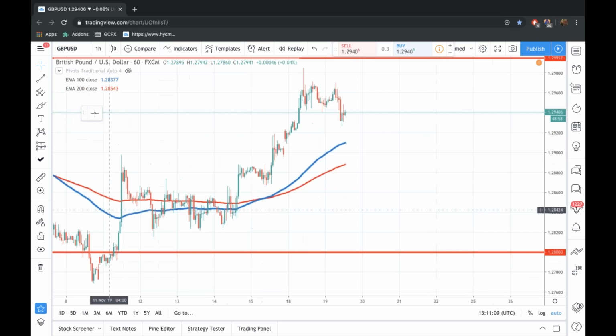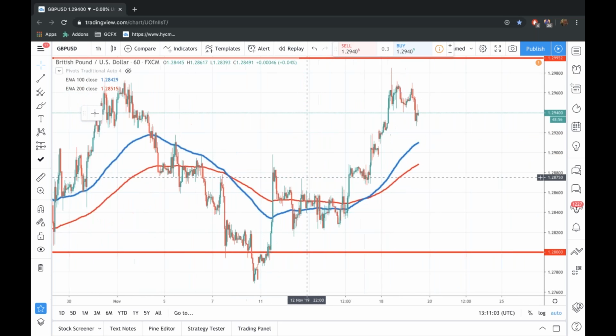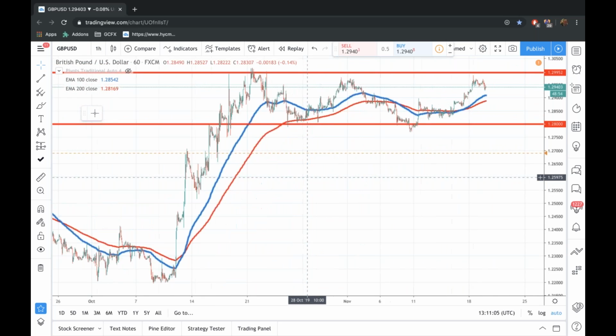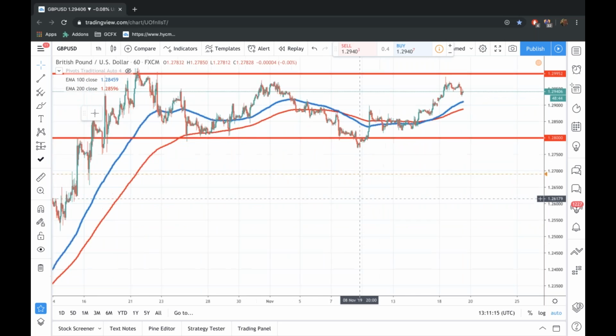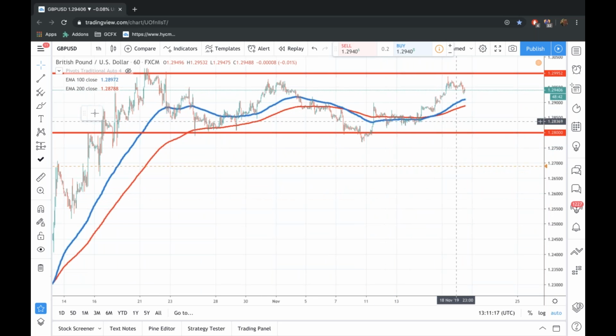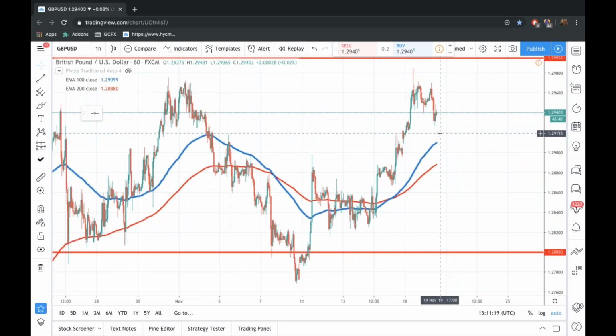So going into this evening, that is the range that we have, between 1.3 on the upside and 1.2800 on the downside, and I'm expecting the pound to be bid because of the Conservative Tory lead in the UK polls.